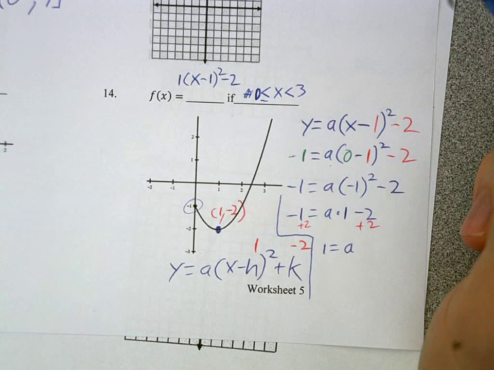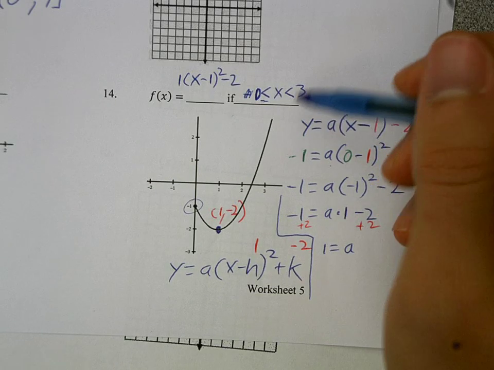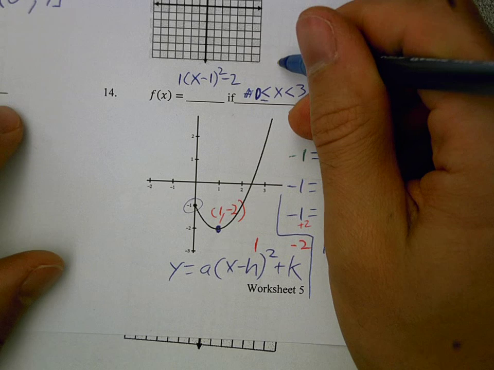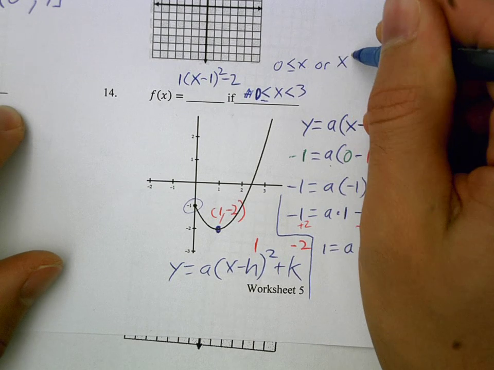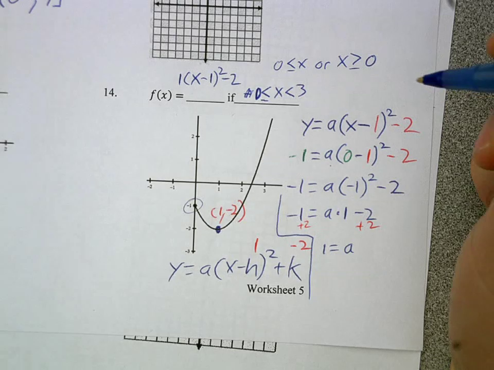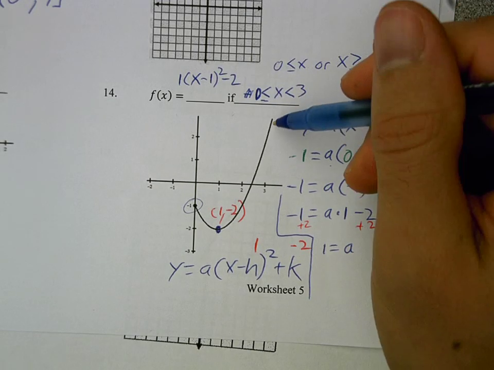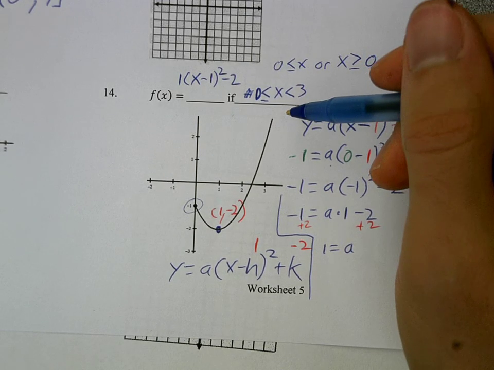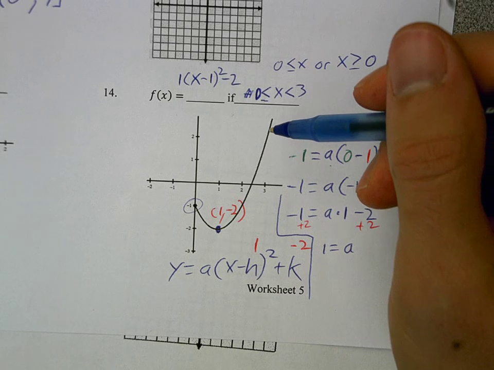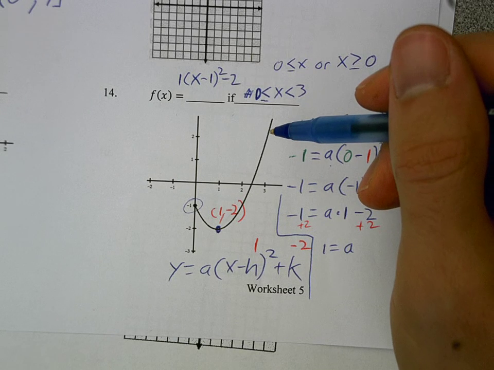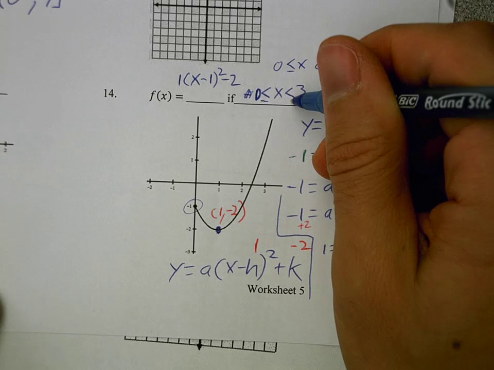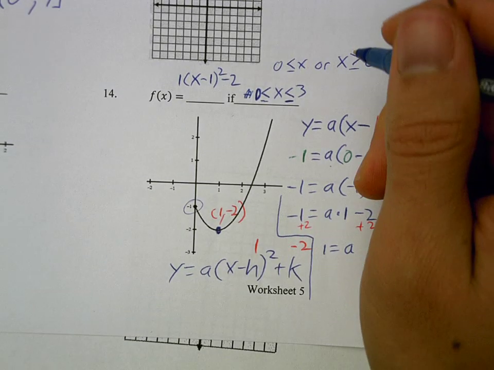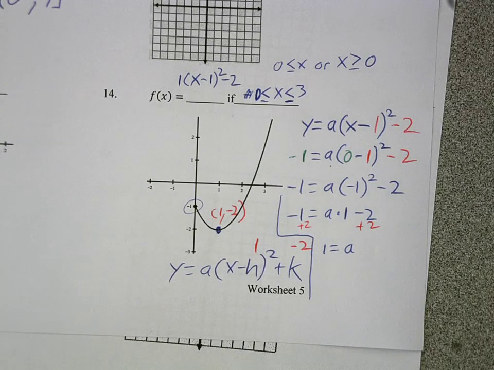That would be fine. If you assumed that it kept going, and you just put 0 is less than or equal to x, or x was greater than or equal to 0, I would accept that since they didn't put a solid dot there to show you that it stopped, but they also didn't put an arrow. They really should have put an arrow if that was what they wanted. So 0 is less than or equal to x is less than or equal to 3. I'd probably do that.